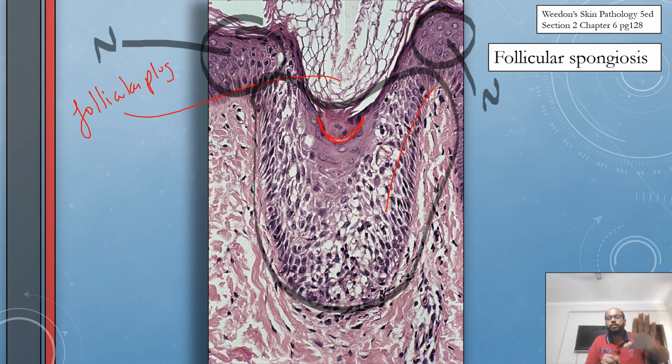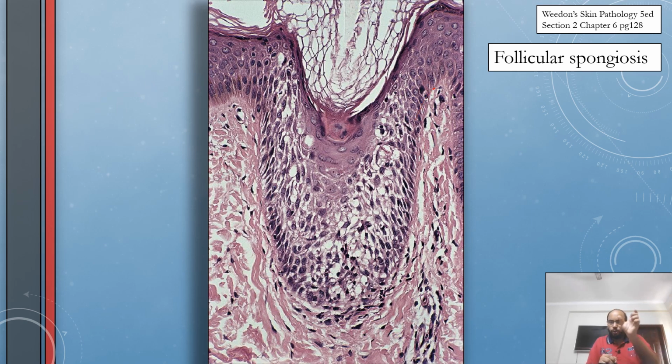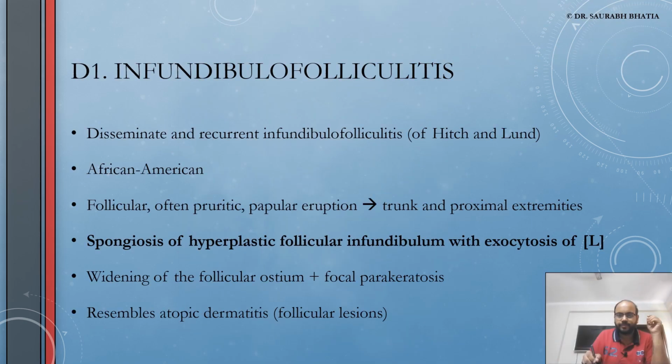is somewhat of a newer entity, not exactly new, it has been known for quite some time, but the earliest feature that you can see are the follicular spongiosis. Apocrine miliaria, remember we mentioned apocrine miliaria while discussing normal eccrine miliaria. Eosinophilic folliculitis, because follicular inflammation is there. Let's move forward and understand infundibulofolliculitis.